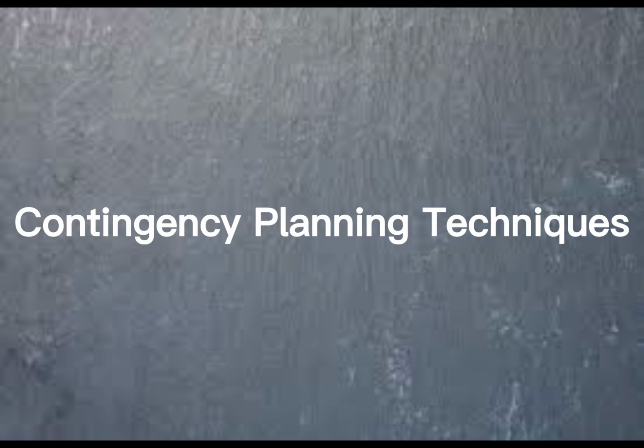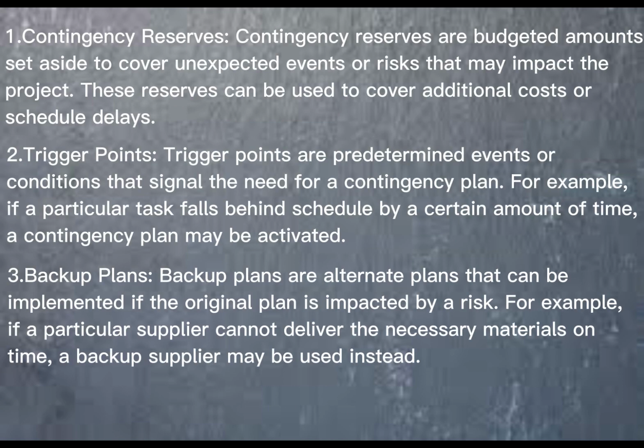Contingency planning techniques. 1. Contingency reserves. Contingency reserves are budgeted amounts set aside to cover unexpected events or risks that may impact the project. These reserves can be used to cover additional costs or schedule delays. 2. Trigger points. Trigger points are predetermined events or conditions that signal the need for a contingency plan. For example, if a particular task falls behind schedule by a certain amount of time, a contingency plan may be activated. 3. Backup plans. Backup plans are alternate plans that can be implemented if the original plan is impacted by a risk.